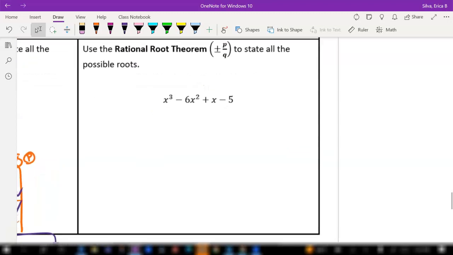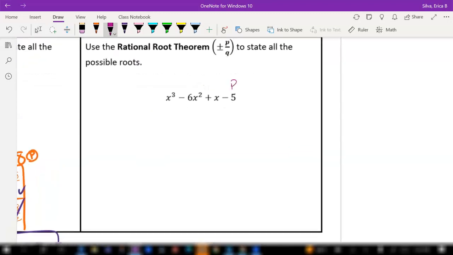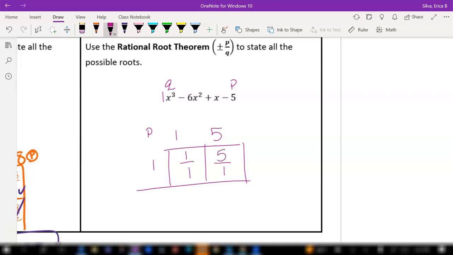Let's look at the next one. This is my p, this is my q. So for p, we only have 1 and 5. And then for q it's only 1. So we really just needed two columns and 1 row. So here we have 1 over 1 and then 5 over 1. So my possible solutions are plus and minus 1 and plus and minus 5.